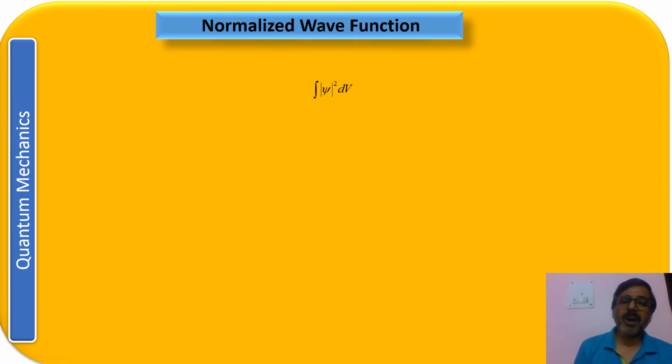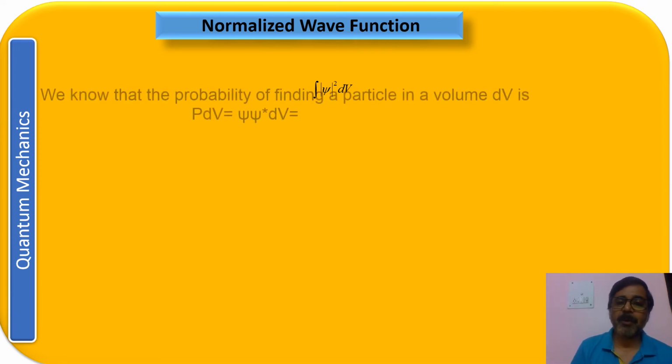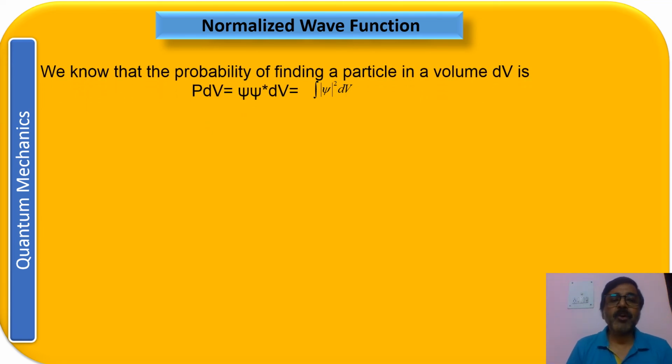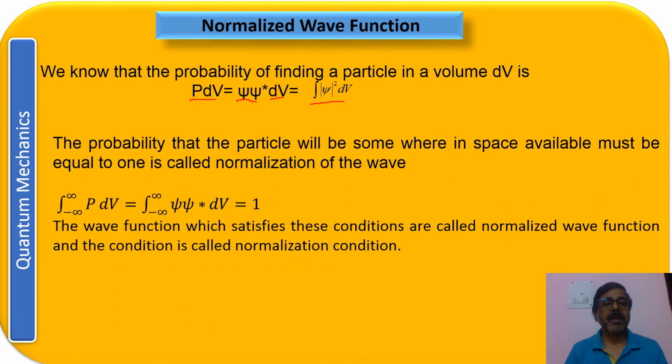Now let us see a bit about the normalization of the function, about which I have just explained. We know the probability of finding a particle in a volume dV, the probability density, P dV, is psi into psi conjugate dV, which we also call mod of psi whole square dV, right? The probability that the particle will be somewhere in the available space must be equal to 1. That is called normalization. So when mod of psi whole square dV comes to be equal to 1, that is called your normalization.